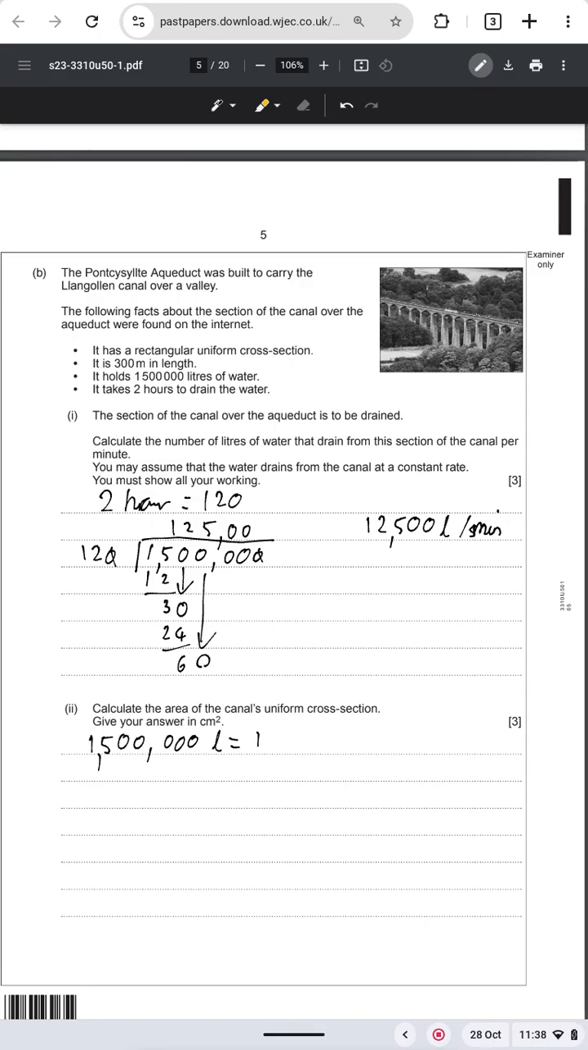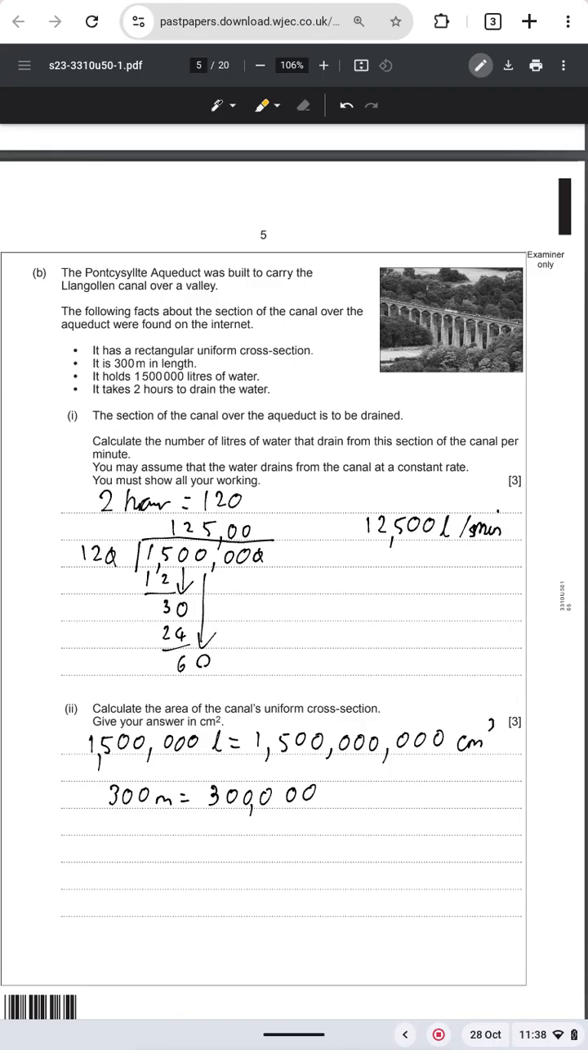So we've got the original 1.5 million, and then we're going to add 3 zeros on the end to get this in centimetres cubed. We're told that the length of the canal is 300 metres, so we're going to convert that into centimetres by times it by 100.